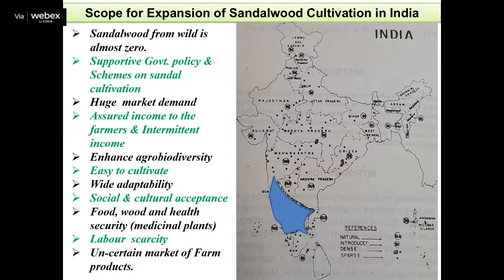And it is easy to cultivate, and it is easily adaptable. Except for alkaline and saline conditions, it can be cultivated in any area. So in this way, sandal cultivation with agroforestry will promote and secure the food, wood and health of the system.